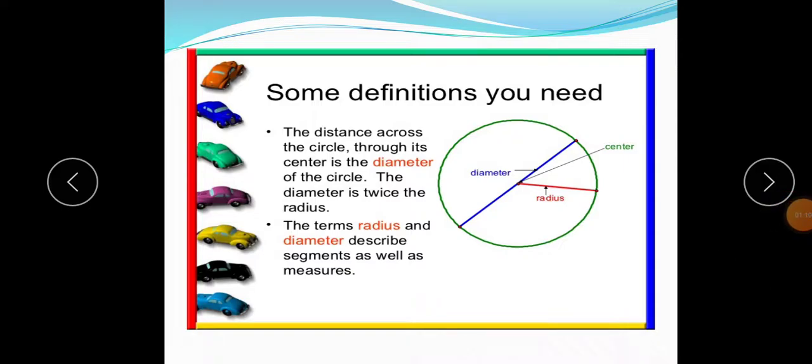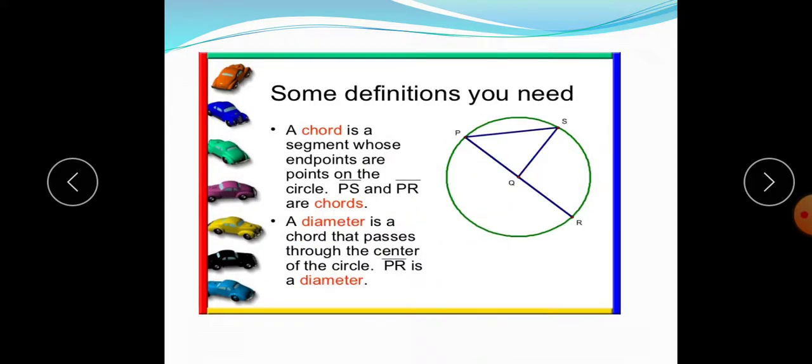Now let me see what a diameter is. As we learned in classes 4, 5 and 6, the diameter is the longest chord. It passes through the center of the circle, and half of it is called the radius. This point is the center of the circle. The terms radius and diameter you know very well already. Now PS is called a chord of the circle and PR is called a diameter of the circle.